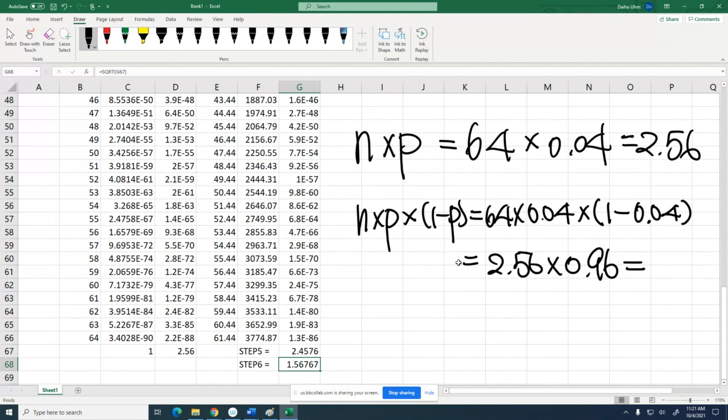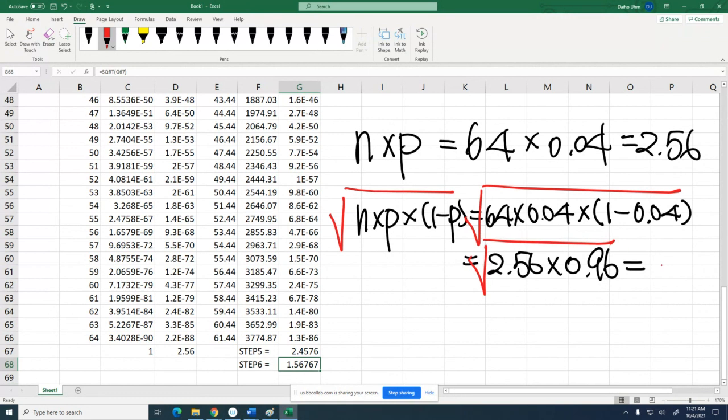In step 5, there is the value, 2.4576. This was the variance. We discussed the range, variance, and standard deviation in chapter 3. The value in step 5 in chapter 3 was the variance. Additionally, take the square root of it. Now, it is the standard deviation.